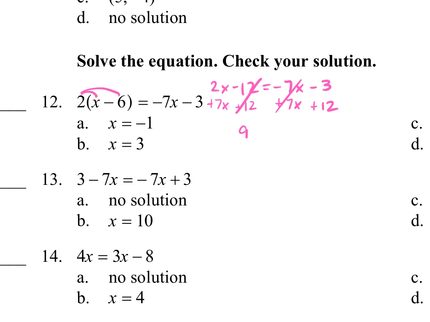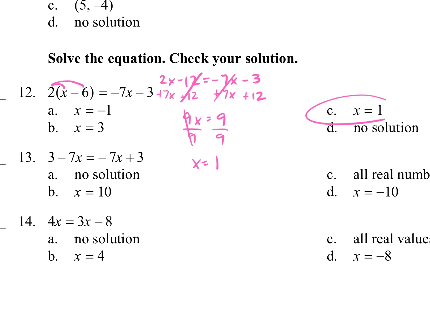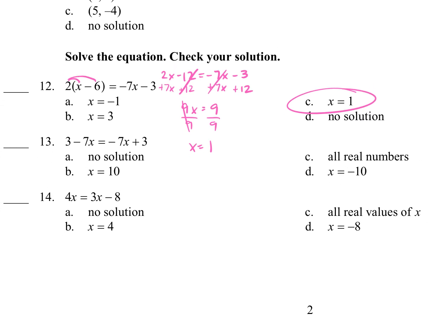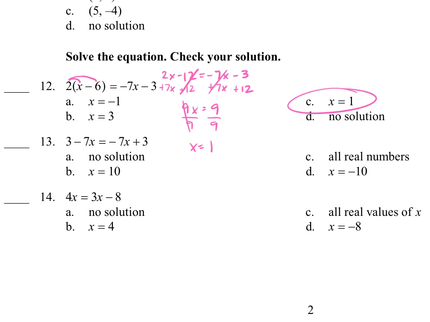2x plus 7x would be 9x. Negative 3 plus 12 is 9. Divide both sides by 9. X is equal to 1. So that would be answer choice C. So that's the same for all of these equations. You just want to get x all by itself.